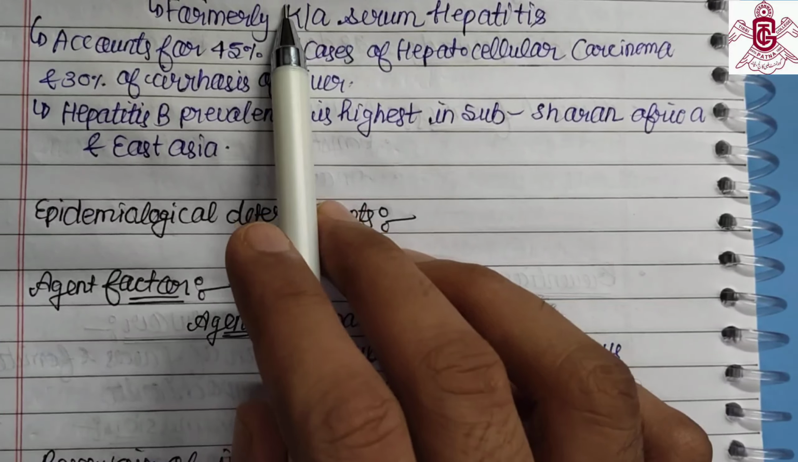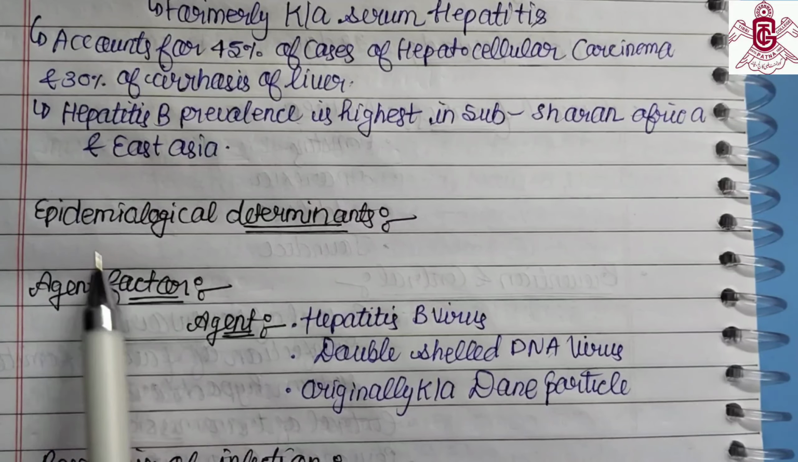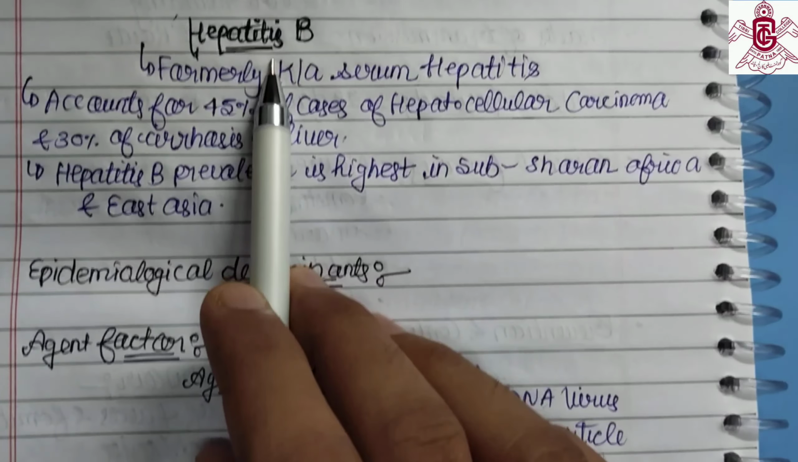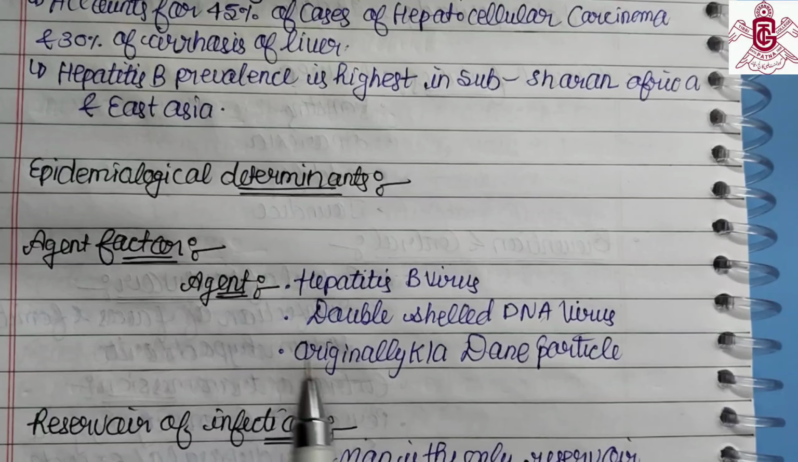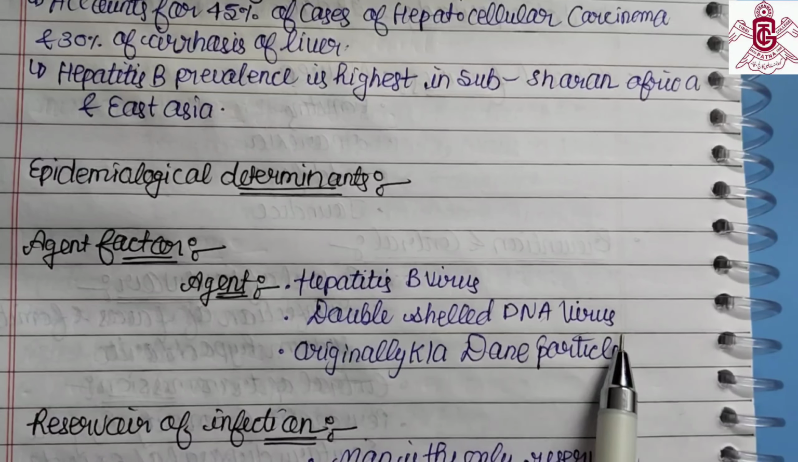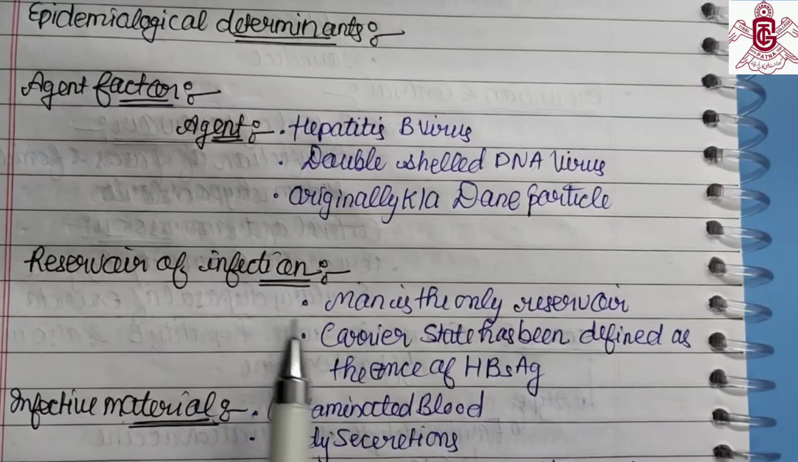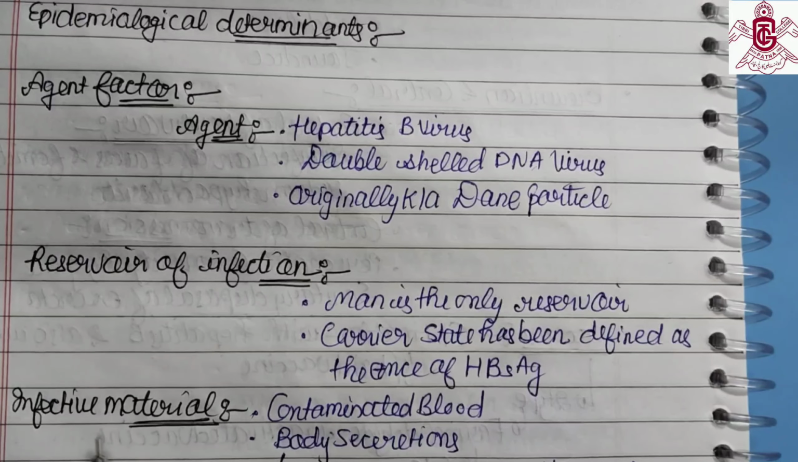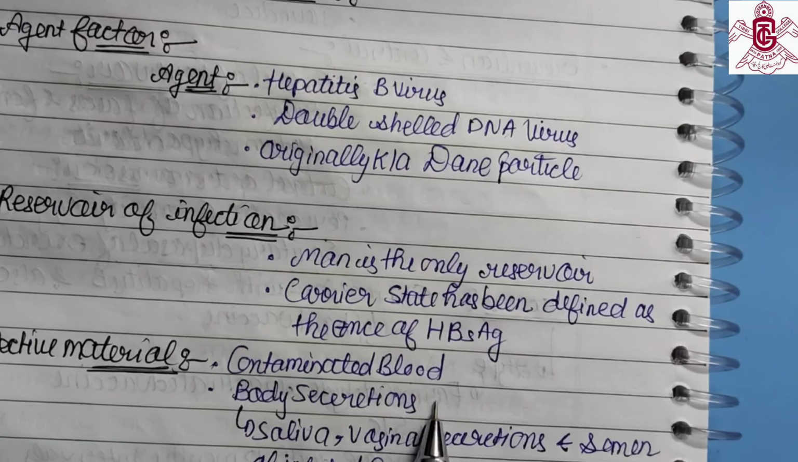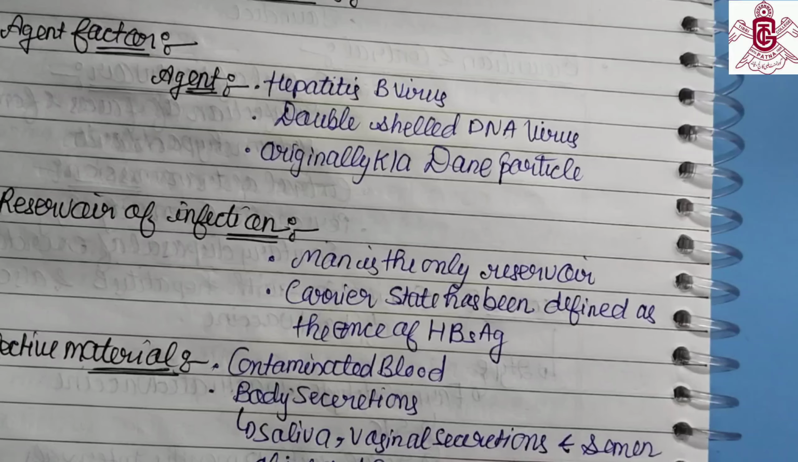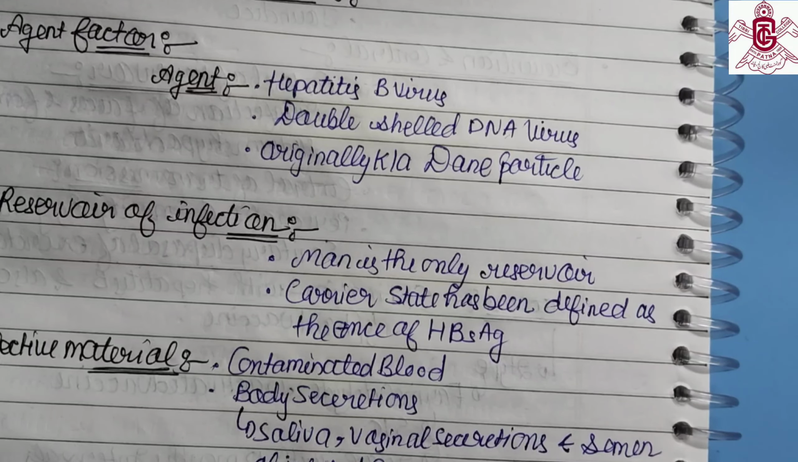Epidemiological determinants of hepatitis B. The agent is the hepatitis B virus, a double-stranded DNA virus, originally known as the Dane particle. The reservoir of infection: man is the only reservoir. Infective material includes contaminated blood and body secretions, that means saliva, vaginal secretion, or semen.